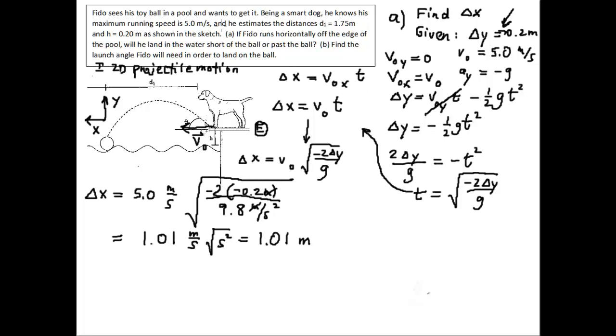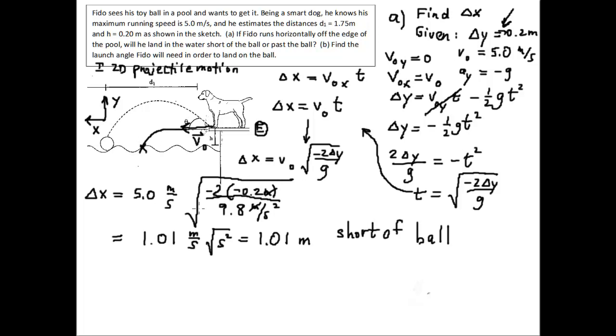His actual trajectory with a horizontal takeoff is something like this. He lands down here and he falls short of the ball. And so the answer to the question is short of the ball. What does that mean? Well, that means that when we do part B, Fido is going to need to have a positive launch angle, right? He's going to have, if he wants to get a little further, he's going to have to take off at an angle theta above the horizontal.